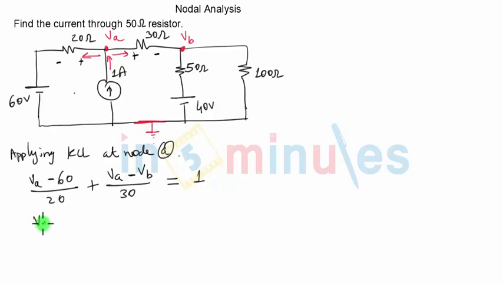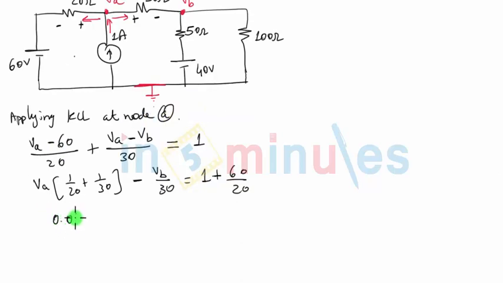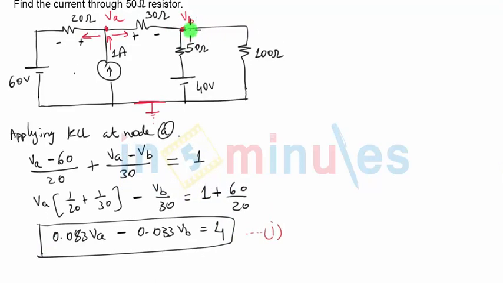So this will give me, I'll take VA outside, so it's (1 by 20 plus 1 by 30), because there are 2 terms for VA, 1 by 20 here and 1 by 30 here, minus VB by 30, and this 60 by 20 will go to the right hand side, and when it goes to the right hand side, it will get added to this one. So 1 plus 60 by 20, because it was minus here. If you simplify, you get 0.083 VA minus 0.033 VB, and this will be equal to 4. So that's my first equation in the form of VA and VB. Let's now consider the second equation, which will be at node B.